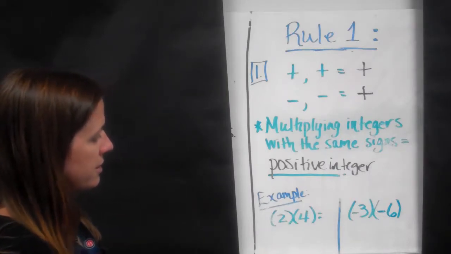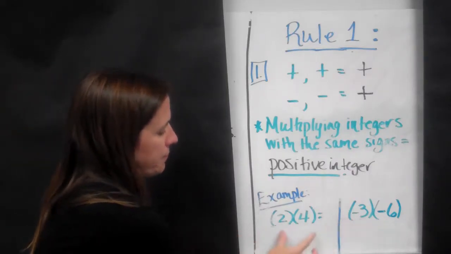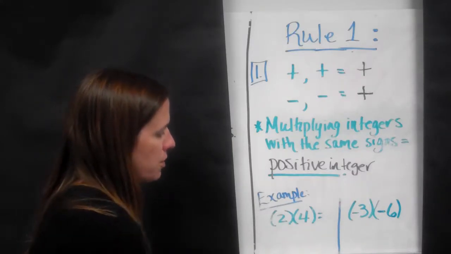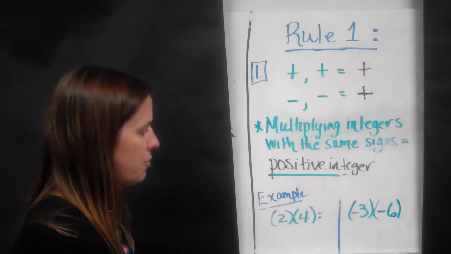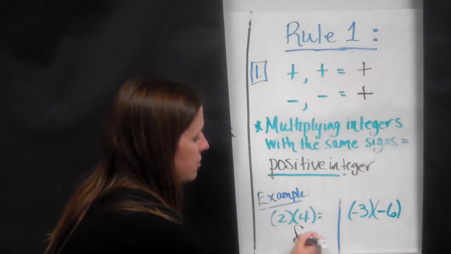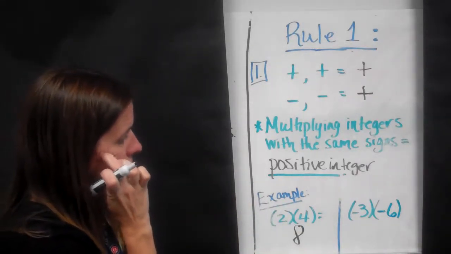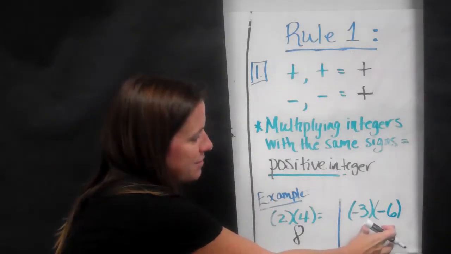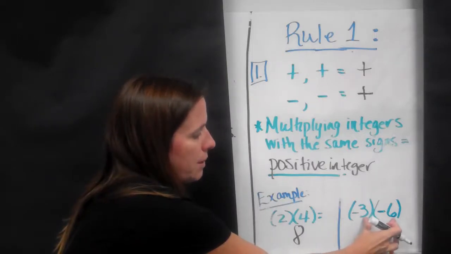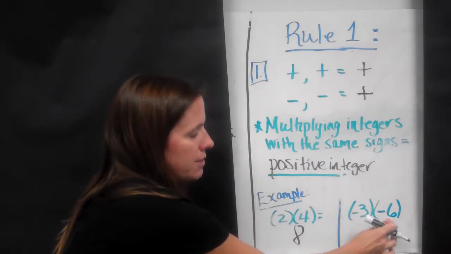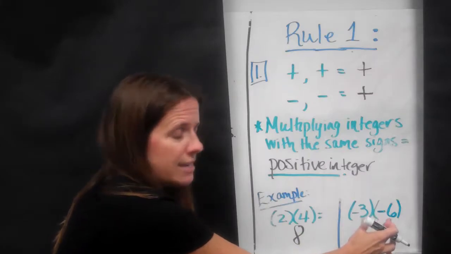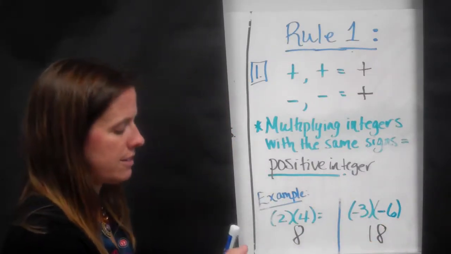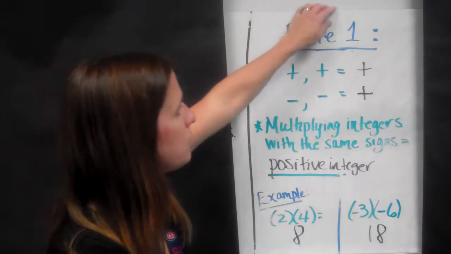Okay, so if we practice that, I've got two problems down here, and you would write these in your notes as well. Negative 2 times 4. Hopefully you know 2 times 4 is 8. They're both positive, so that would be a positive 8. Then I have an example with two negatives. Negative 3 times negative 6. Multiply, do your facts as you know, just without the negative. 3 times 6 is 18. Since they're both negative, that's going to make a positive 18. All right, so that's rule 1.